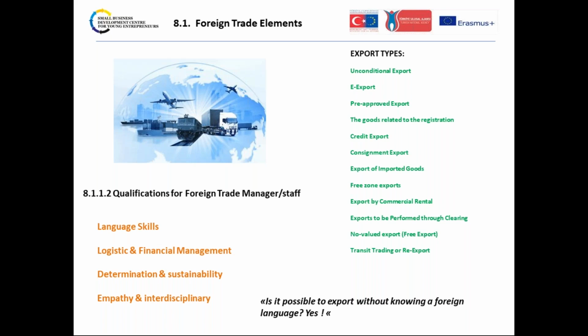The second important thing is logistic and financial management. Export is not only marketing and sales, but also you need to control your operations. Logistic management and financial management are very important in this operation management title, because you need to check the time, you need to check the costs. There are lots of other parameters that you have to check while you are doing export.